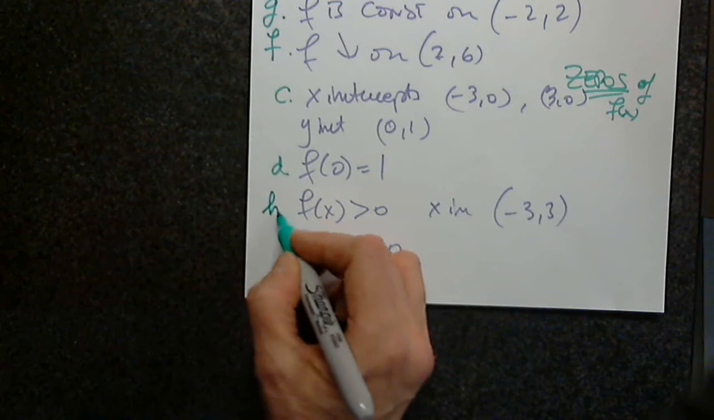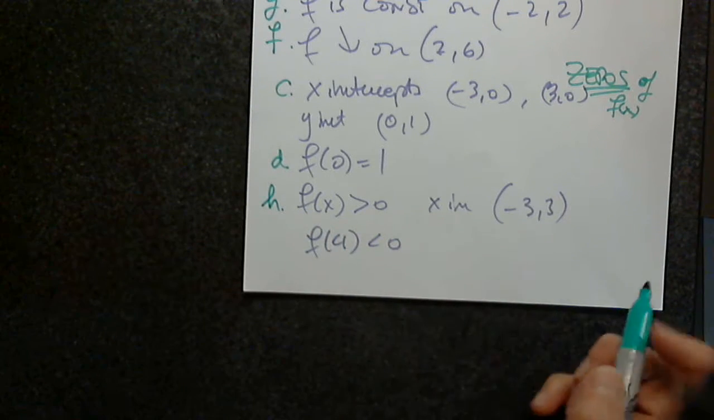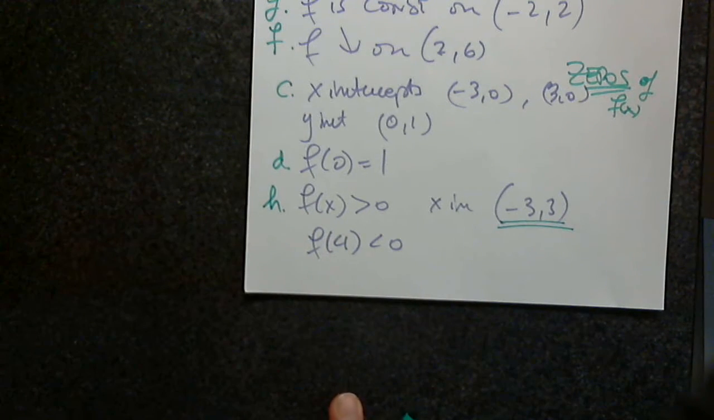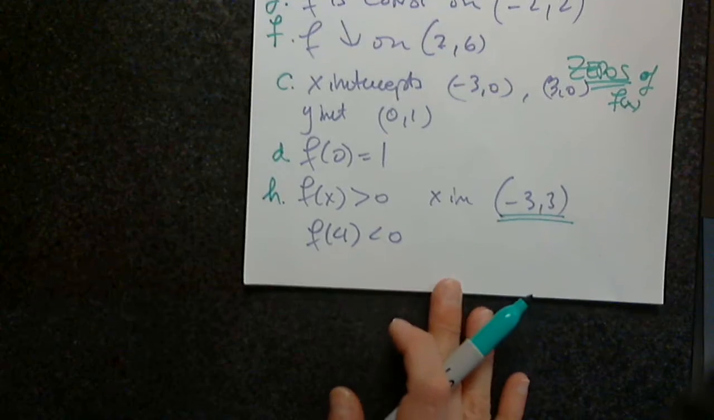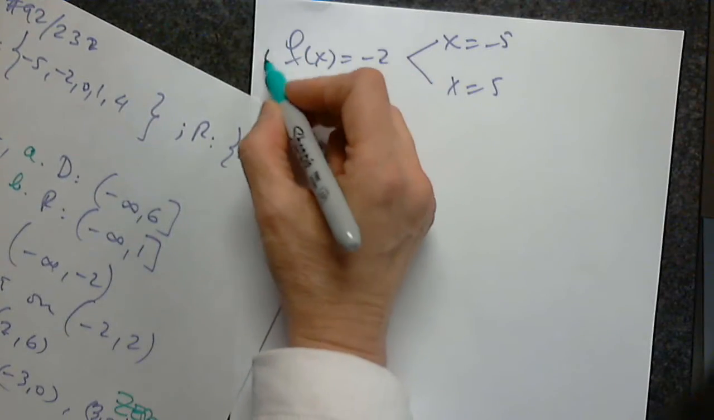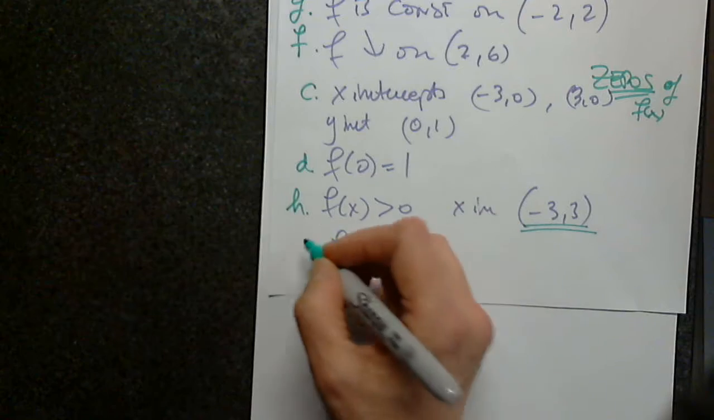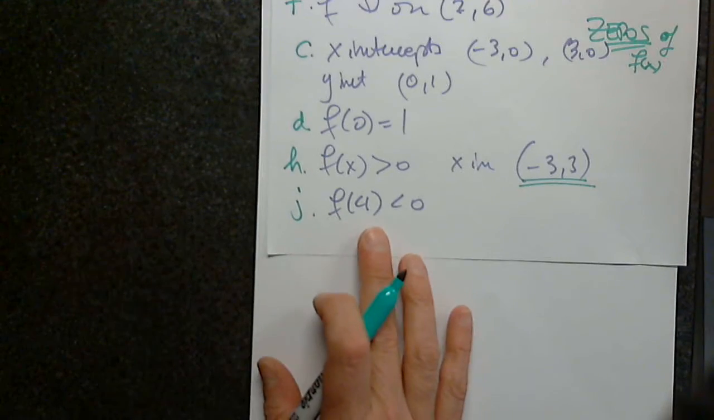H. Find the values of x such that f of x is positive, and we discussed that x has to be between -3 and 3. Values of x for which f of x is -2. It's on the next page. So that is I. Is f of x positive or negative? F of 4, I'm sorry. That is J. And we discussed that f of 4 is negative.